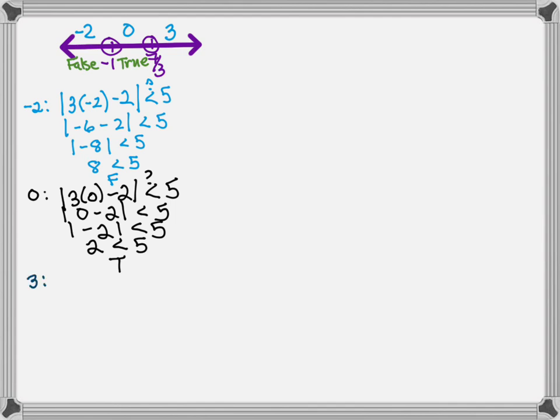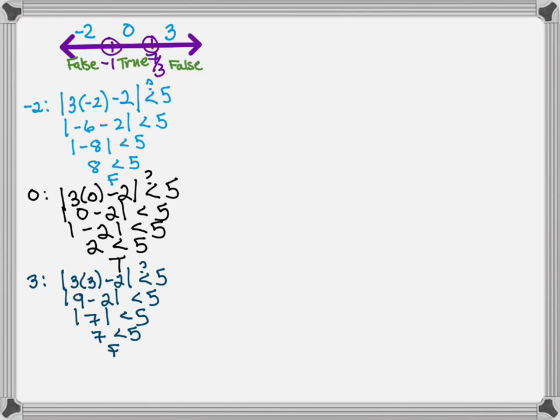Let's test our test value of 3. Substituting that in, we get the absolute value of 3 times 3 minus 2. Is that less than 5? The absolute value of 3 times 3 is 9 minus 2, less than 5. 9 minus 2 is 7, so we get the absolute value of 7 is less than 5. Absolute value of 7 is 7. 7 is less than 5. That is false. 7 is not less than 5. So I will write false on the interval where we got the test value of 3.